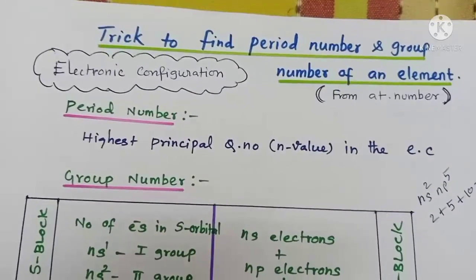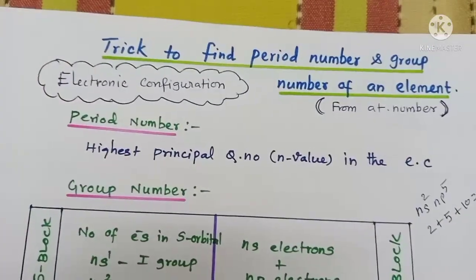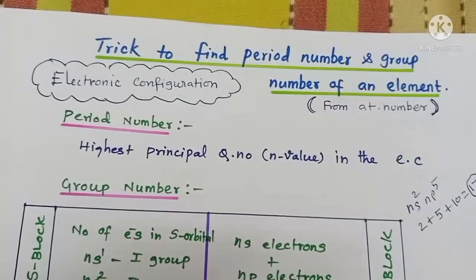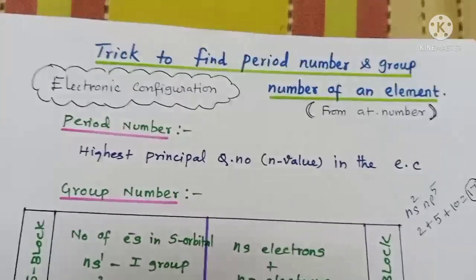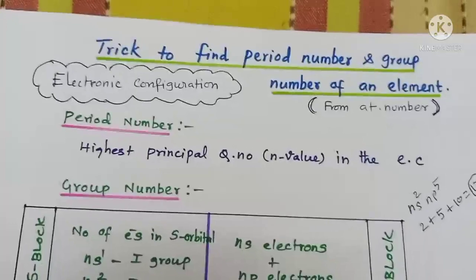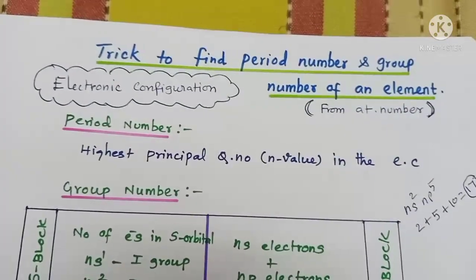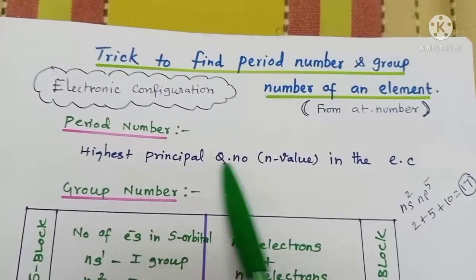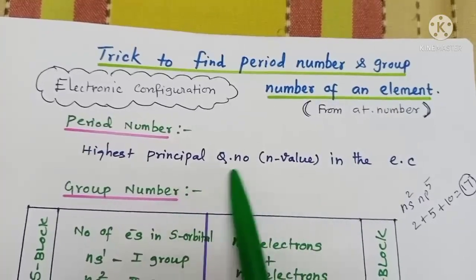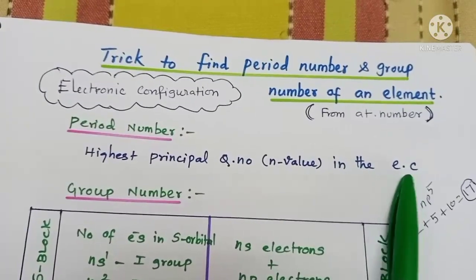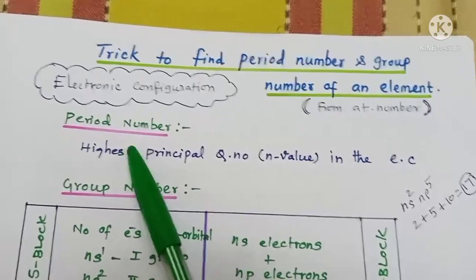Following certain rules. The first thing, you are supposed to know the complete electronic configuration of the element whose atomic number is given. Then after writing the electronic configuration, look at the highest principal quantum number value, the highest n value in the electronic configuration. That number is nothing but the period number.